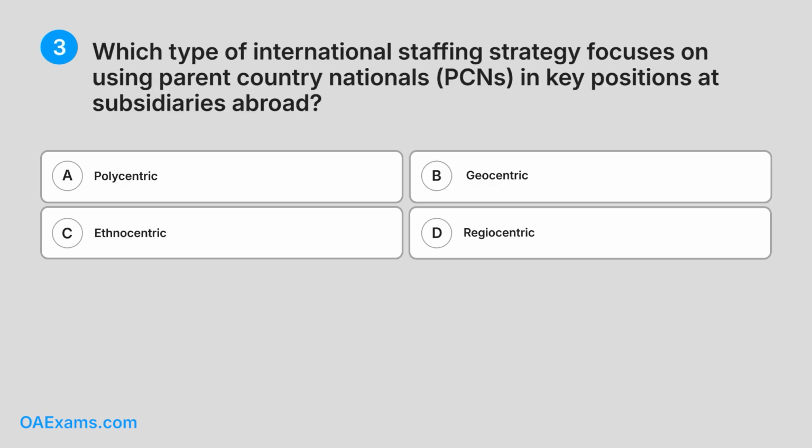3. Which type of international staffing strategy focuses on using parent country nationals, PCNs, in key positions at subsidiaries abroad? A. Polycentric. B. Geocentric. C. Ethnocentric. D. Regiocentric. Do you know the answer?